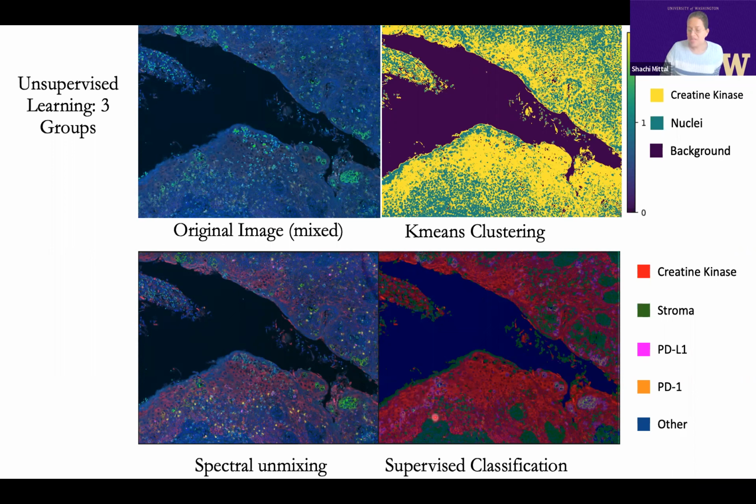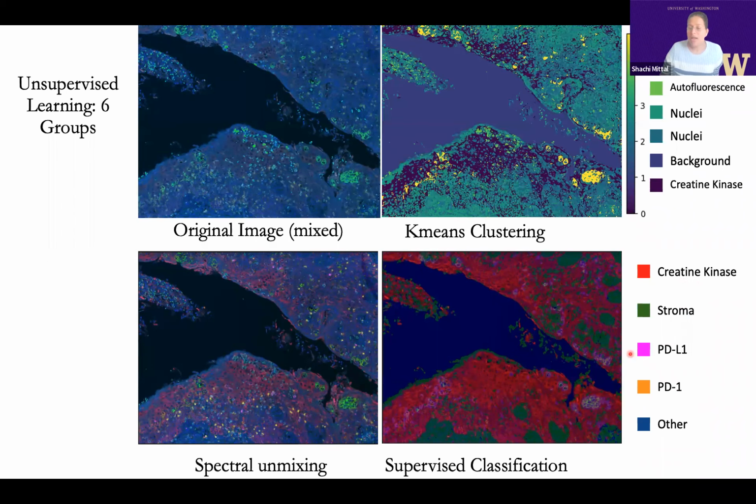And the supervised classification is able to pick up everything from CK stain, which highlights the membrane of the cancer cells, collagen, PD-L1 and PD-1, which are our immune checkpoints that interact with our immune cells. But now when we increase the complexity of clustering to 6 groups, immediately we can start pulling out the other associations that the supervised classification was able to pick out without having to annotate or train the model in a supervised manner.